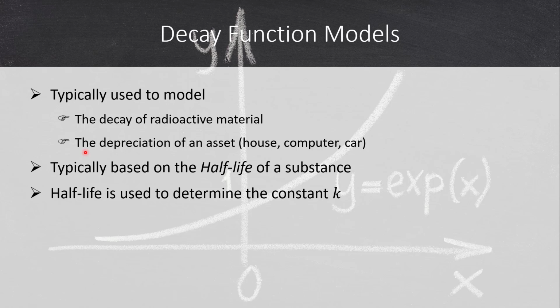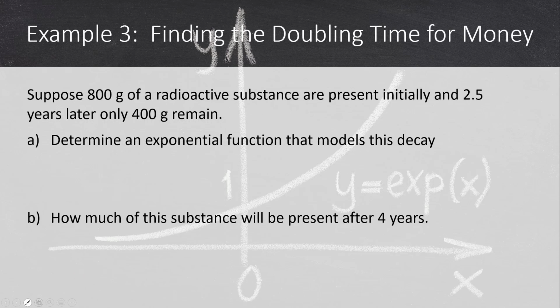Now, typically, particularly in the case of radioactive material, this is based on the half-life of a substance, and that half-life is used to determine k, which is what we're going to do in our next example. Here it is. Suppose we have 800 grams of a radioactive substance that is initially present, and that 2.5 years later only 400 grams remain. Well, then that is our half-life. We would say that our half-life is 2.5 years.